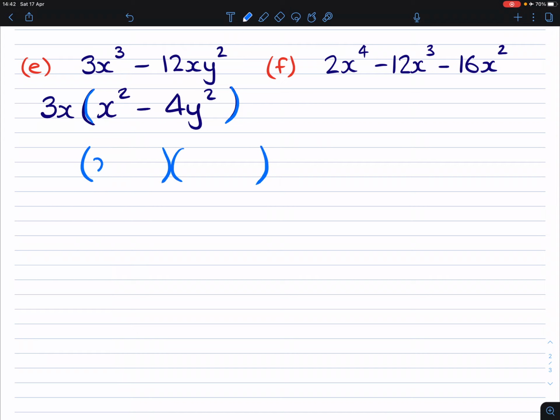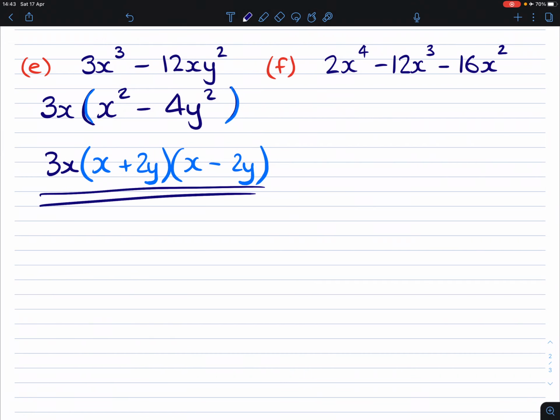X squared, square root of that is x and x. 4y squared, square root of that is 2y and 2y. 1 plus and 1 minus. And we have a 3x still on the outside, fully factorized.